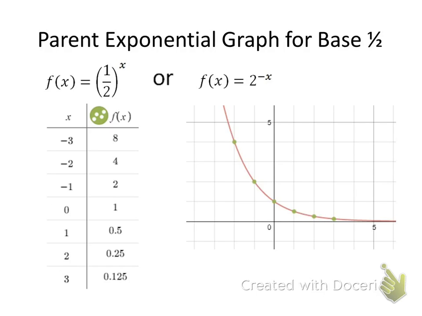I also want to talk to you about what happens if we did a decay. If we did a decay, then 1/2 to the negative third power, that means it flips. So now we're at 2 to the third power, giving us 8. So decay could either look like 1/2 to the x or 2 to the negative x. I have full confidence in you that you know how to plug numbers in.